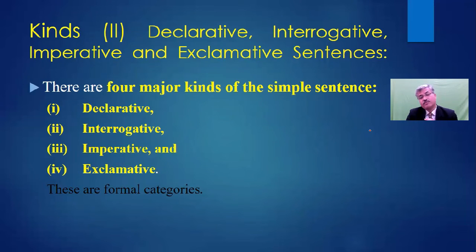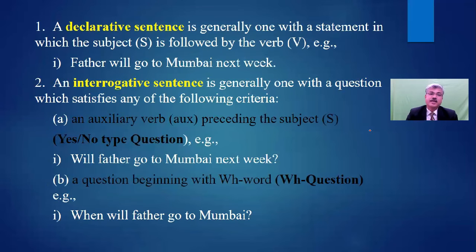Now, dear learners, we will move towards the kinds of simple sentences: declarative, interrogative, imperative, and exclamative sentences. As we have already discussed, there are four major kinds of simple sentences, and these four simple sentences have formal categories. Number one, a declarative sentence is generally one with a statement in which the subject is followed by the verb. For example, father will go to Mumbai next week. This is a statement, subject plus verb.